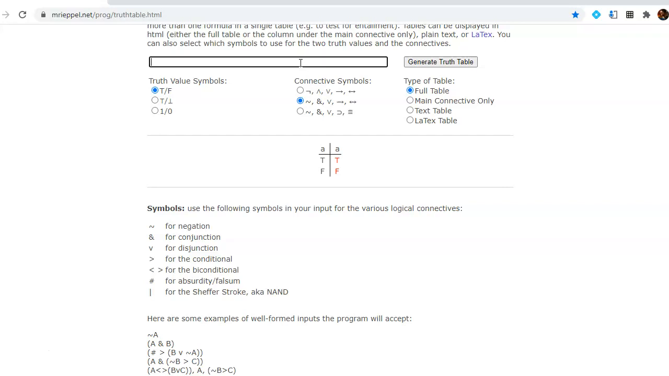So we want to put in that statement. So B, if and only if. Now they give us some shortcuts on the keyboard down here. So if and only if looks like this for this program. I'm going to use some parentheses here so they know what we're talking about.